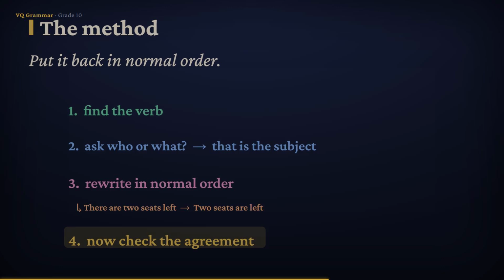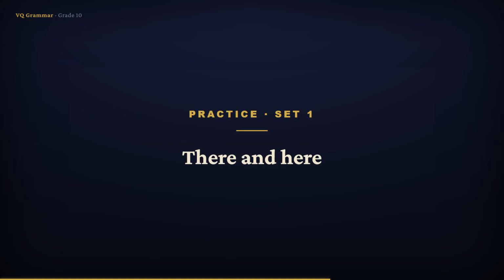Shall we practice? In this first set, every sentence opens with there or here. Find the real subject sitting behind the verb. Then choose the verb that agrees with it. Pause the video and decide before I reveal each answer.